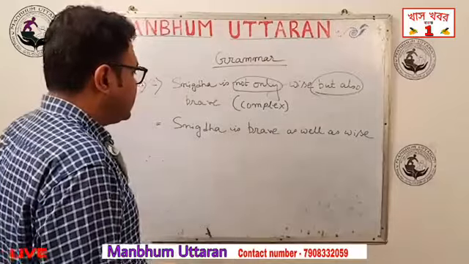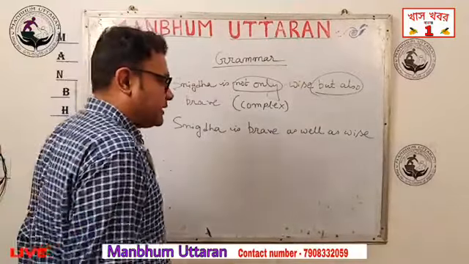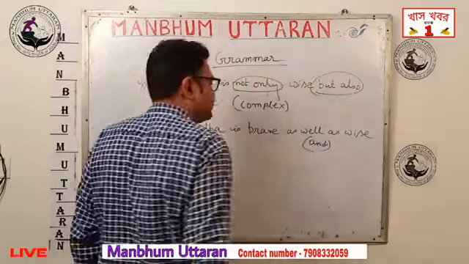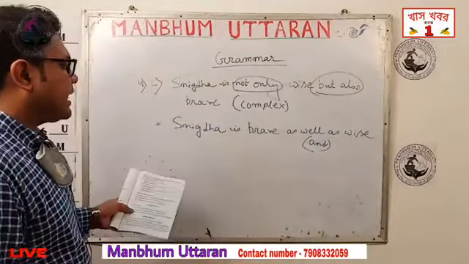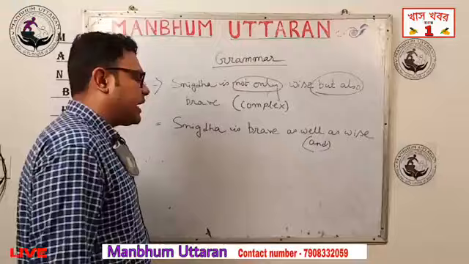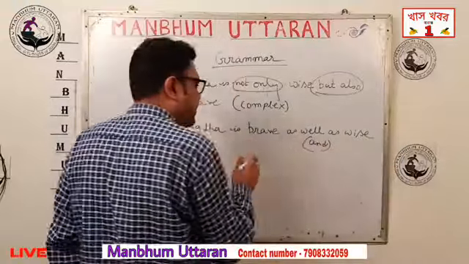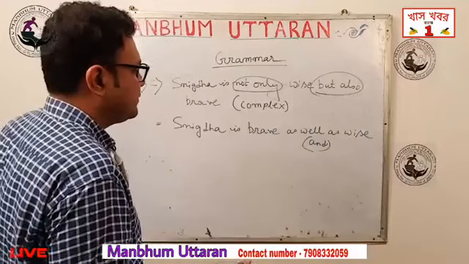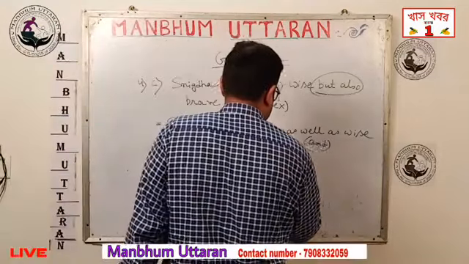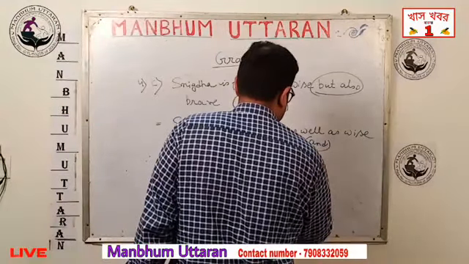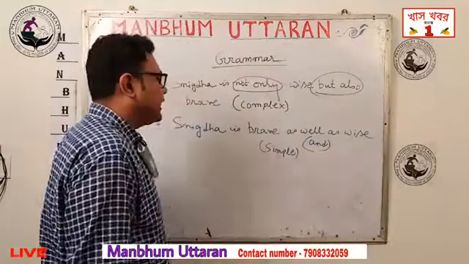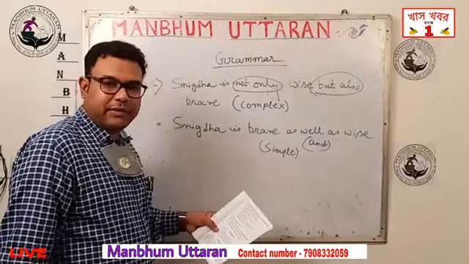So, Snigdha is brave as well as wise. "As well as" means "and." So Snigdha is brave as well as wise. We can use "and" also. Snigdha is brave and wise. It is a simple sentence. We have converted the complex sentence into a simple one.